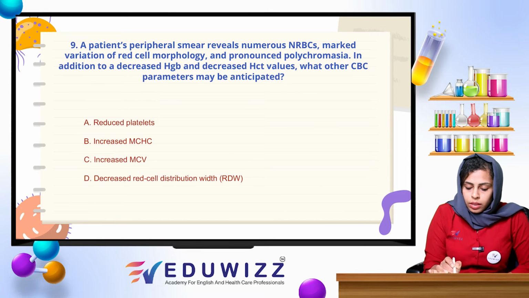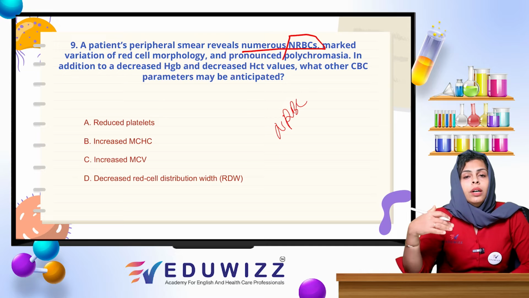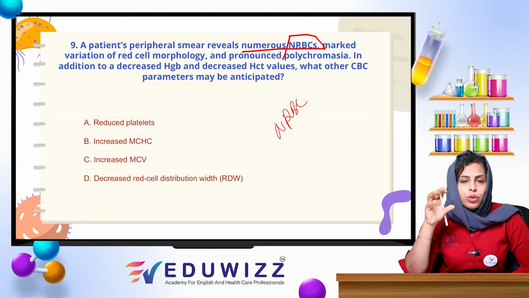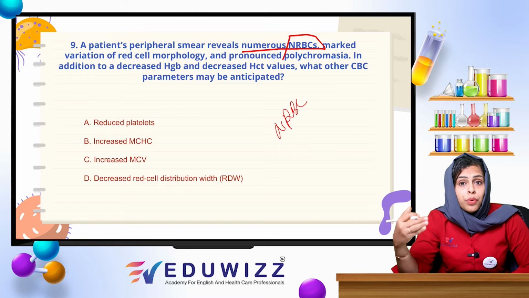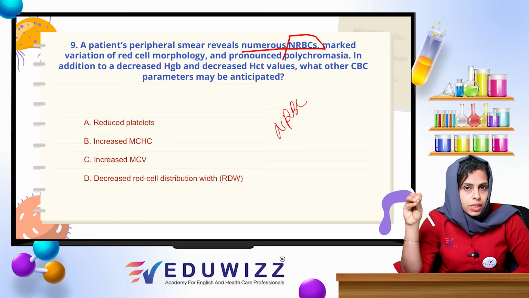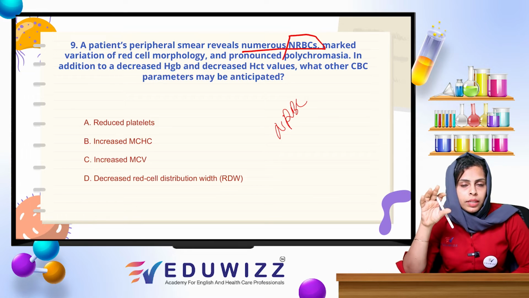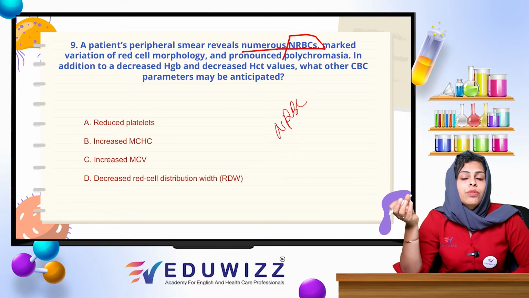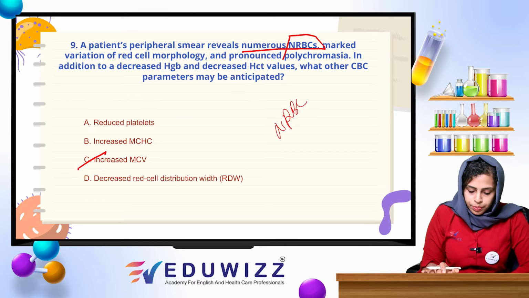Here the smear reveals numerous NRBCs. NRBCs should be high, and their size is bigger than that of normal RBCs. So here is a chance for increased MCV. You know, MCV means the mean cell volume of the RBCs. Sometimes we count NRBCs as RBCs, so the size should be bigger. So here is a chance for increased MCV. So note the point: increased MCV.